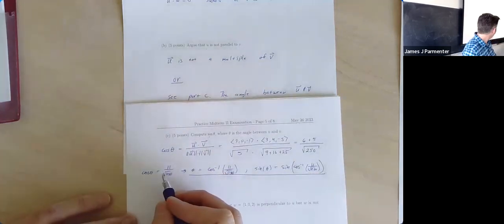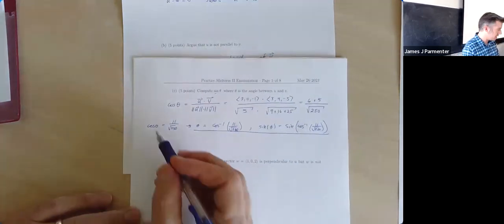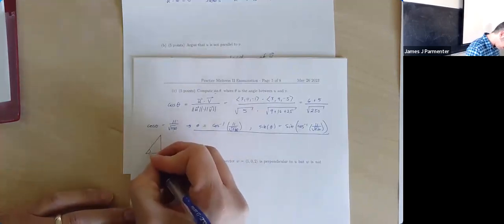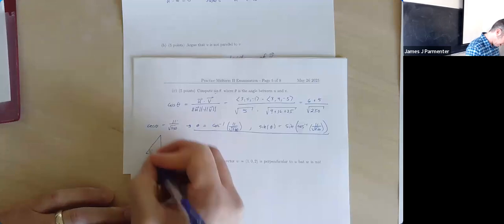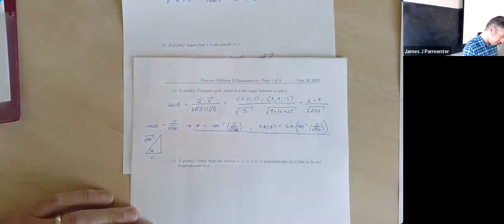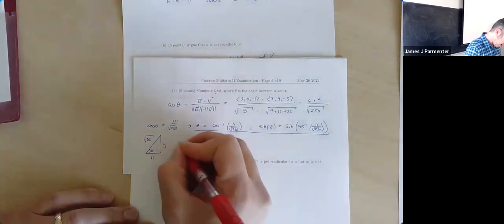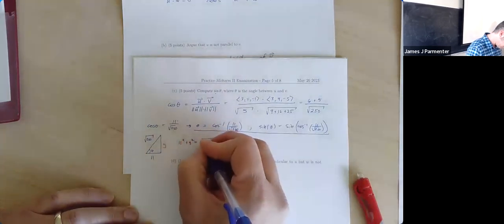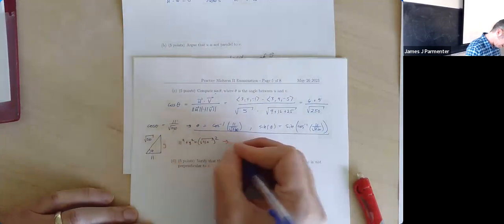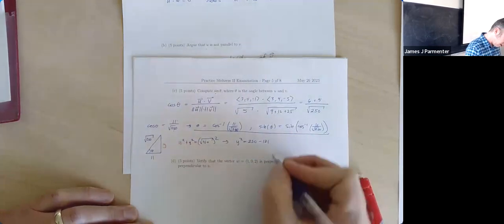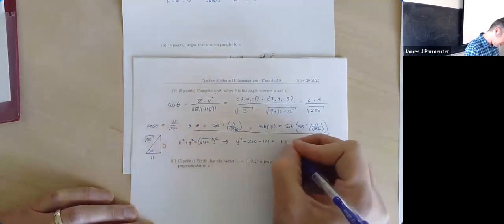What I think you were actually meant to do is to say, well, great, I can draw a triangle where cosine theta is equal to adjacent over hypotenuse. And then I can find the third missing side of that triangle. If I call this y, I've got 11 squared plus y squared equals the square root of 250 squared. Then y squared equals 250 minus 11 squared, which is 121. And 250 minus 121 is 129.